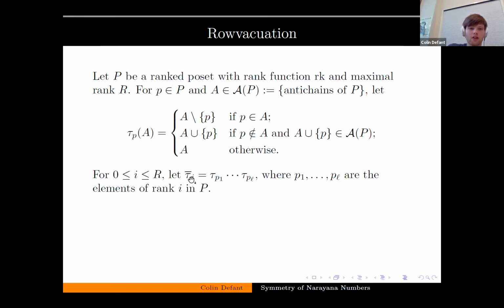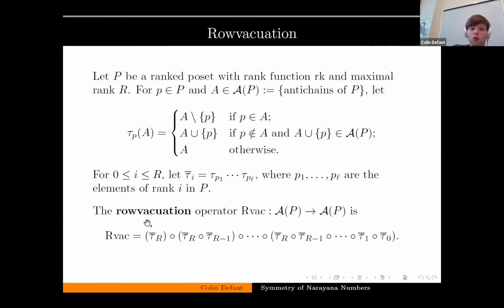For now, let me just define tau bar sub i to be the operator that toggles at all of the elements of rank i, sort of simultaneously. Basically, you can toggle at all of the elements of rank i in whatever order you want, and the different operators that toggle at the different elements of rank i will commute with each other, so it doesn't matter which order you do it.